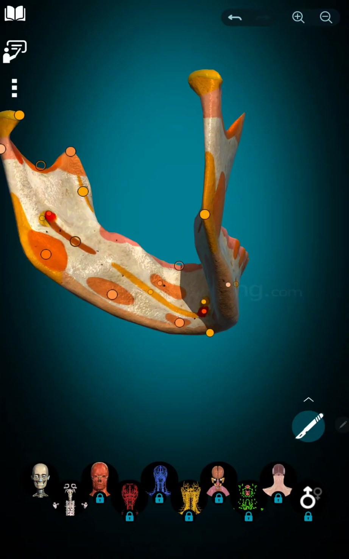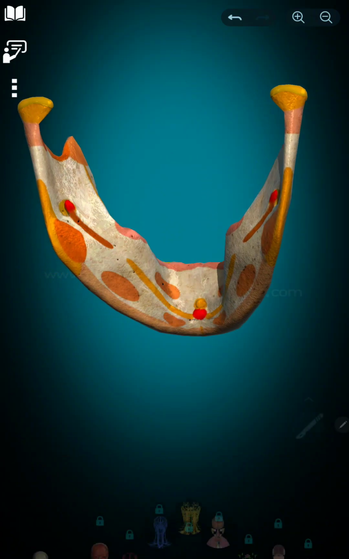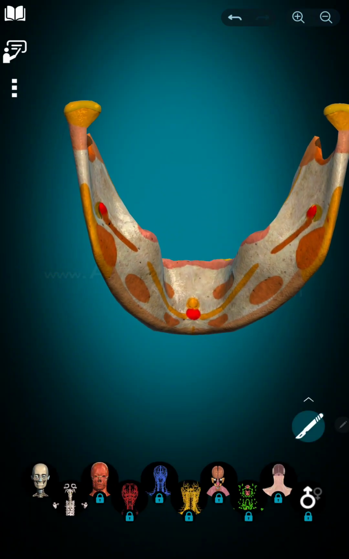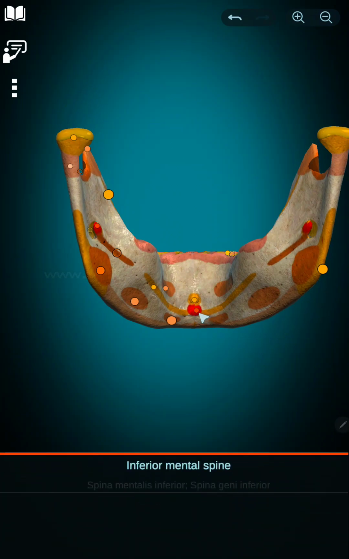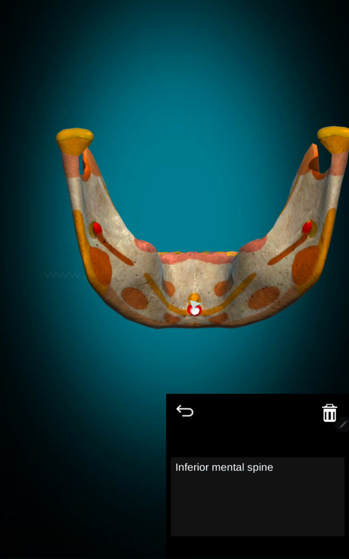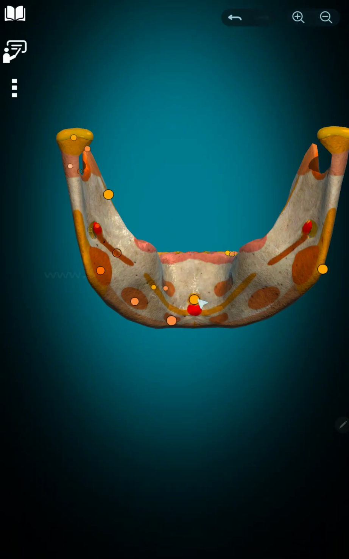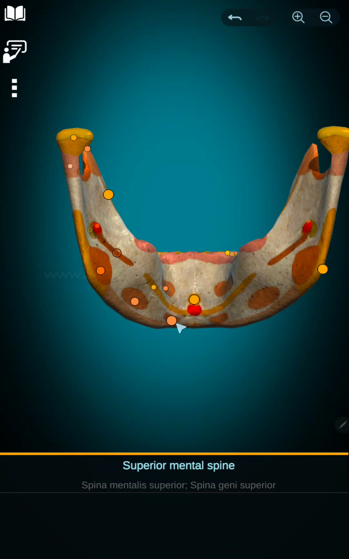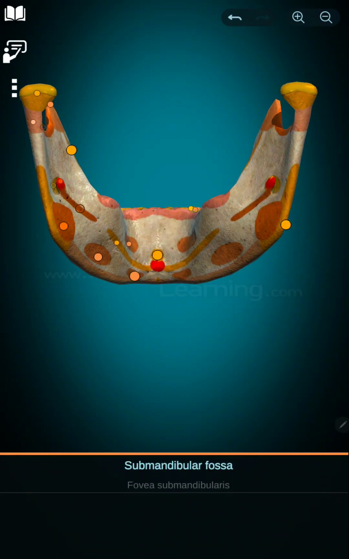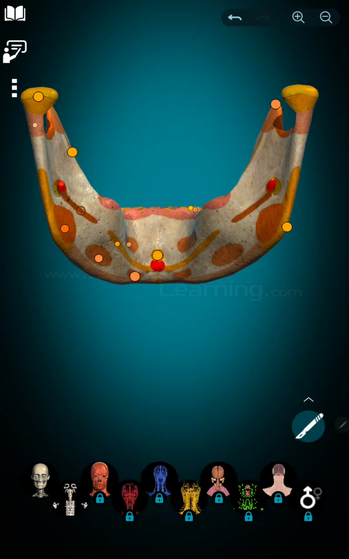The posterior surface of the symphysis menti is marked by small elevations which are known as the genial tubercles, which are present here. This is the inferior mental spine. This is the superior mental spine. This is the digastric fossa. Okay, this is the submandibular fossa.